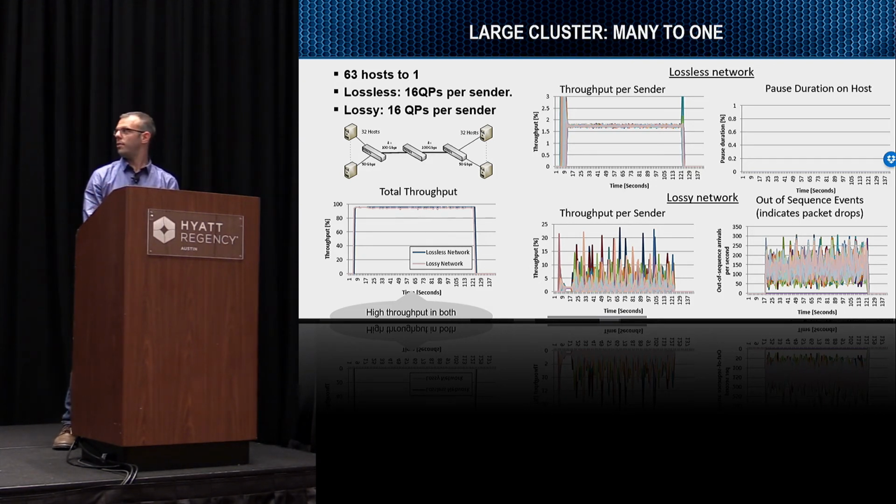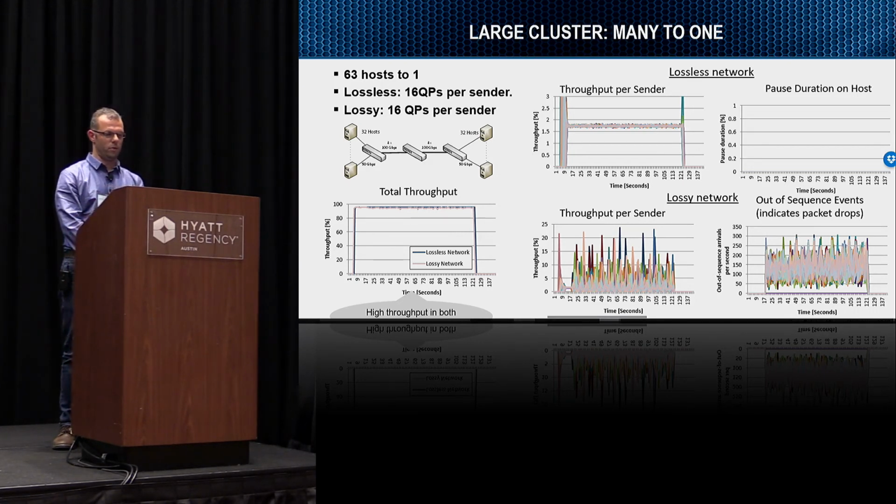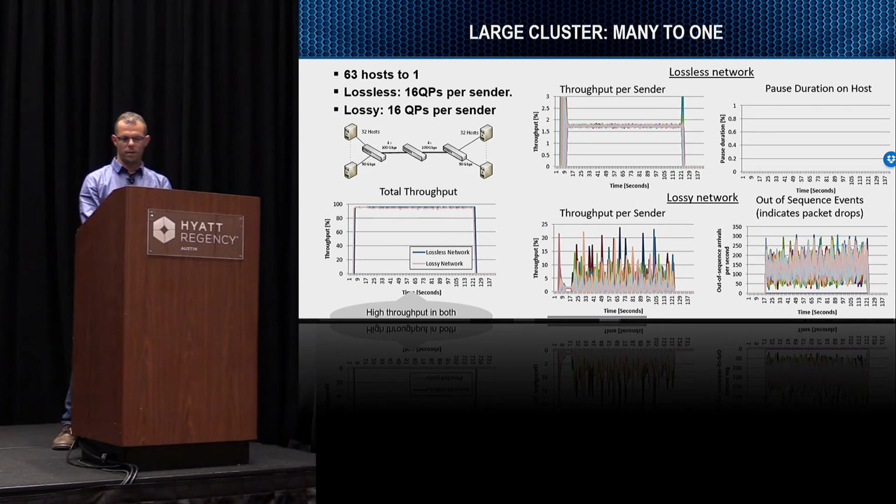This graph combines the results of the lossless network and the results of the lossy network. The bottom left graph shows the total throughput of lossless and of lossy. They slightly overlap one over the other. It means that the throughput of lossy is almost equal to the throughput of lossless network.